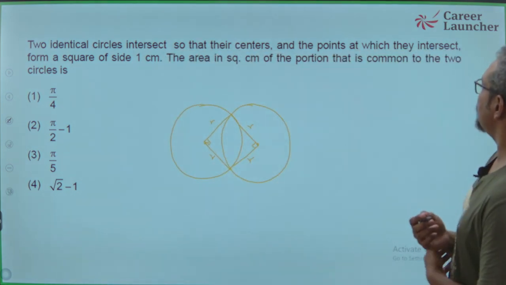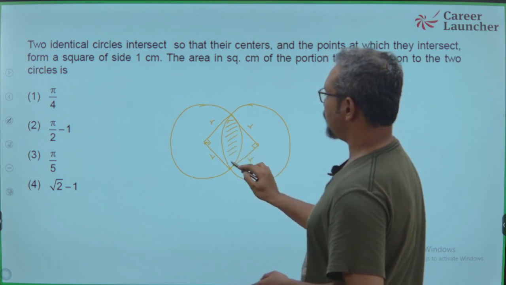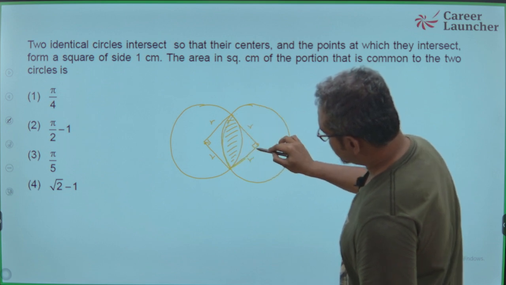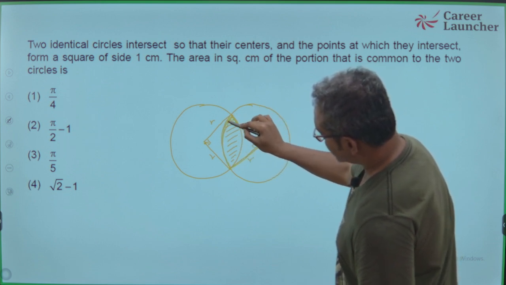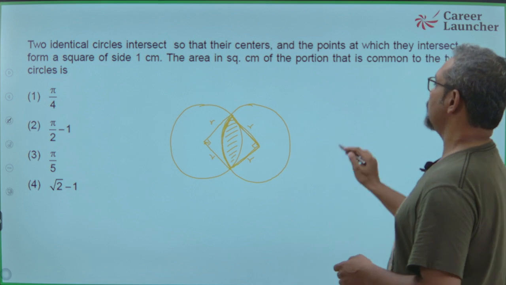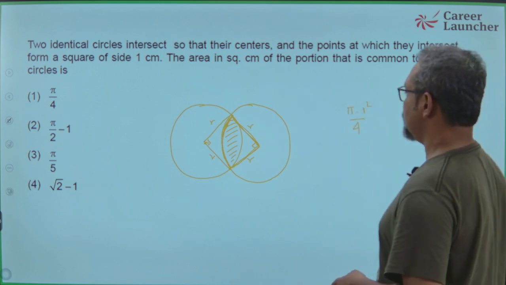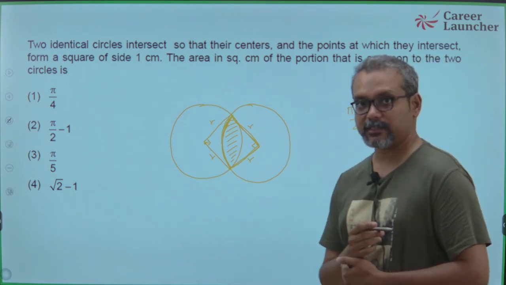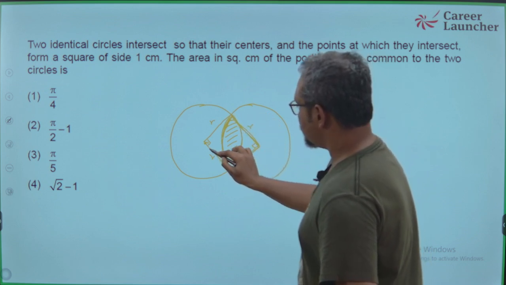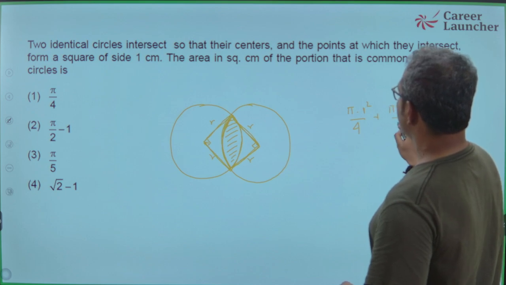So the area of the portion common, so that means we are looking at this area. How do we find that? So what we do is, we find out this sector area. Okay, so what is that sector area? Pi times R squared upon 4, because 90 over 360 is 1/4. And then we add this sector area again, plus pi R squared by 4.